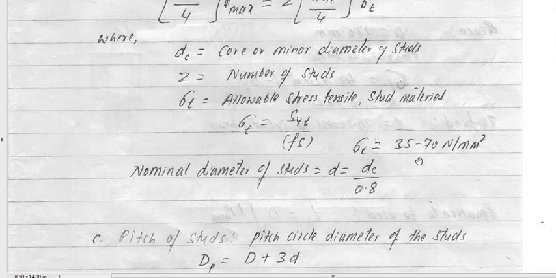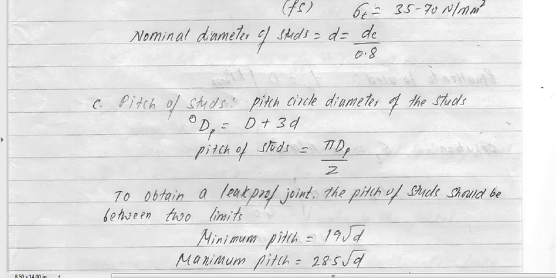Then that sigma T should be in 35 to 70 Newton per mm². So how do we find the nominal diameter of the stud? The nominal diameter d is equal to the core diameter divided by 0.8. This ratio should be taken and you can find the nominal diameter. Then the third equation, pitch of studs.